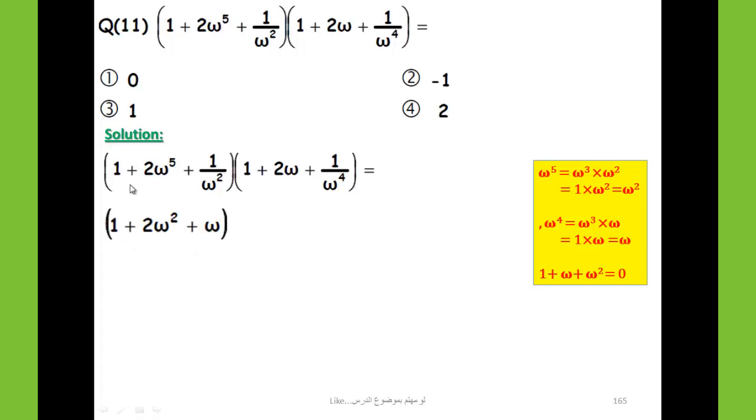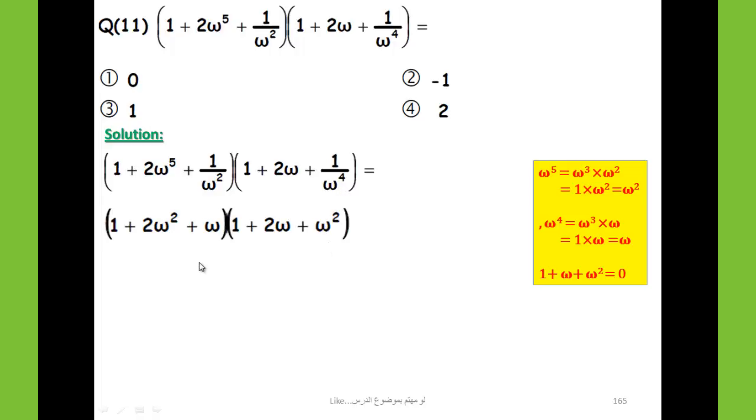So 1 plus 2 omega power 5, omega power 5 equals omega power 2. Omega power 5 equals omega power 2. 1 equals omega power 3. Omega power 3 over omega square equals omega. Multiply 1 plus 2 omega and 1 over omega power 4, as omega power 4 equals omega, and 1 is omega power 3. Omega power 3 over omega equals omega square.